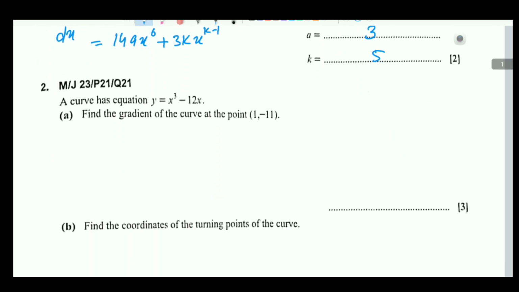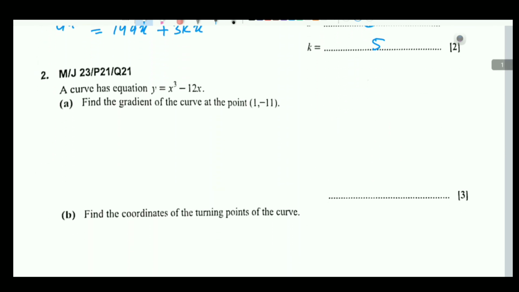Question number 2, a curve has equation y is equal to x cube minus 12x. Find the gradient of the curve at point 1 and minus 11. So how will we find the gradient of the curve? The gradient of the curve will be found with the value of x. So here x is 1 and minus 11 is y.